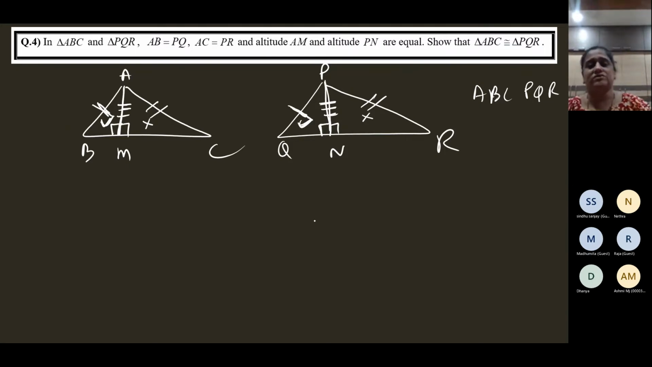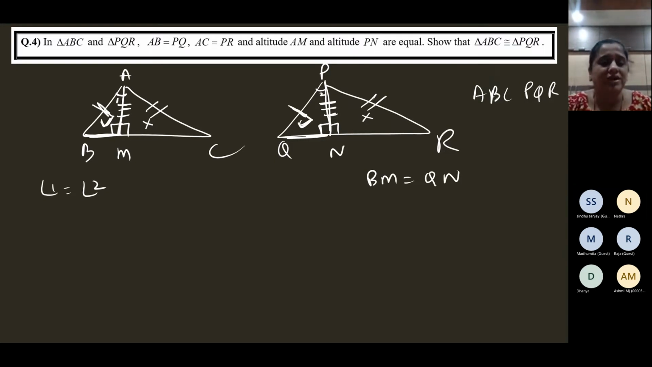CPCT, you can write two things. If I mark this angle 1, you can write angle 1 is equal to angle 2 through CPCT. Or you can write BM is equal to QN. Write any one.